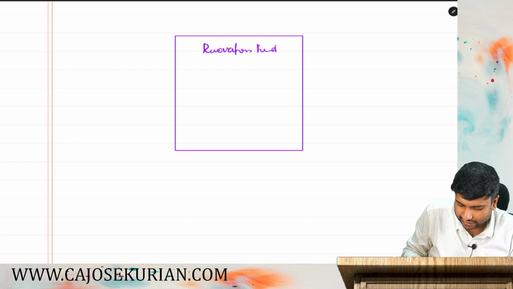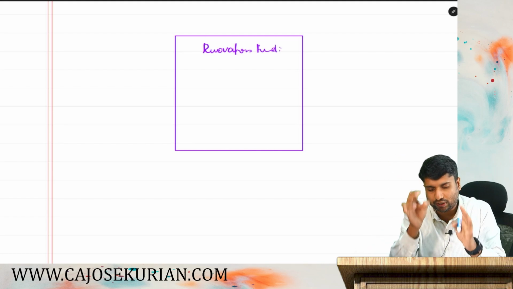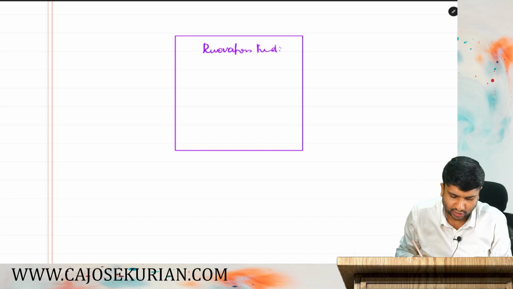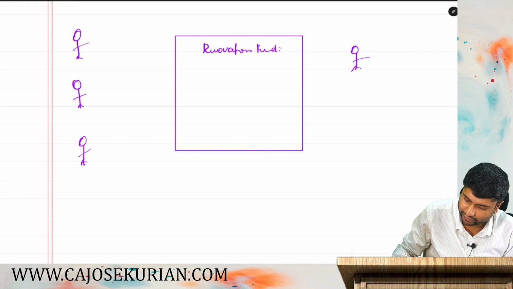Renovation fund. I'll keep a box here. You all come and donate to this particular box. You all put your amount in this box. A lot of members came and gave donations.